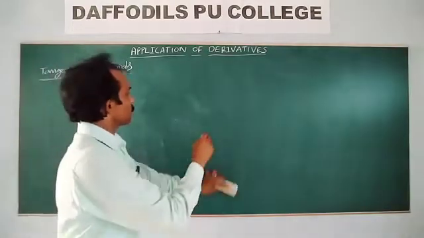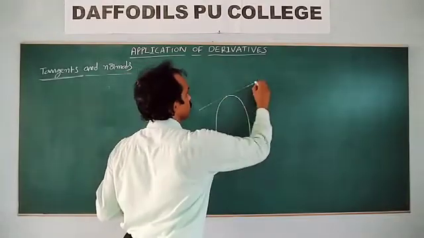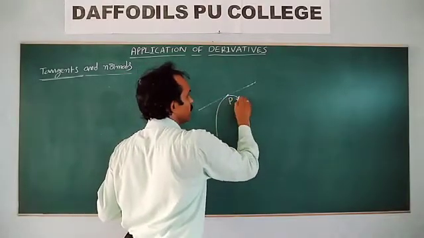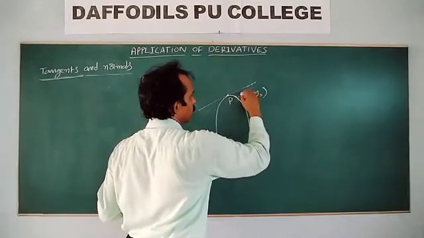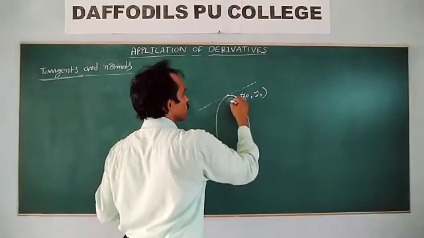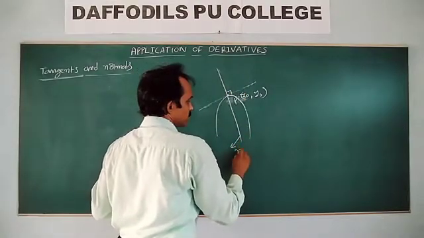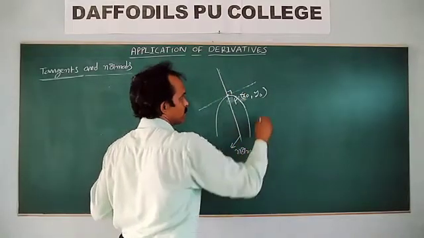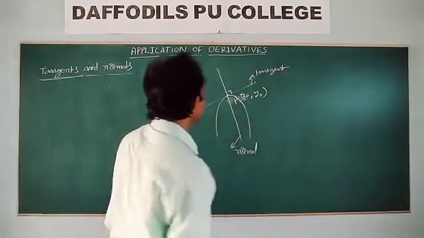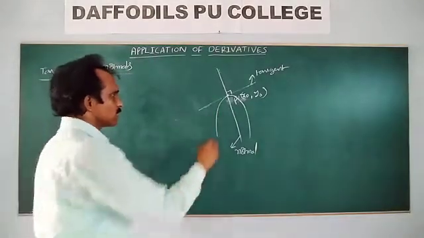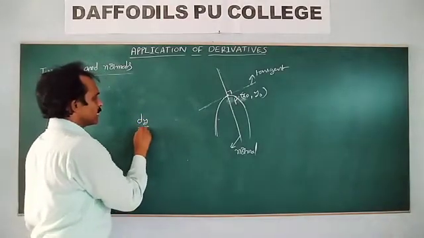Suppose this is the curve. This is the tangent at the point P, x naught, y naught. This is the normal, and this is the tangent at P. What is the slope of the tangent to the curve? It is dy by dx.